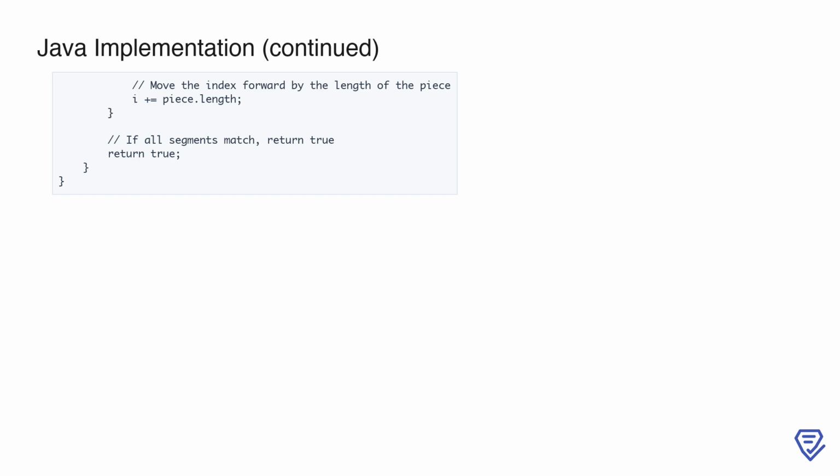Once we have the matching piece, we compare its elements to the corresponding segment in ARR. Using a for loop, we iterate through the piece and verify that each element matches the respective element in ARR. If there's a mismatch or if the segment extends beyond the bounds of ARR, we return false. If everything matches, we move the index I forward by the length of the piece to skip over the verified segment and continue checking the rest of ARR. Finally, if we successfully check all segments and find no mismatches, we return true to indicate that ARR can indeed be formed by concatenating the pieces.